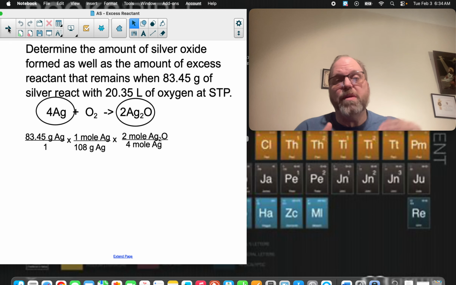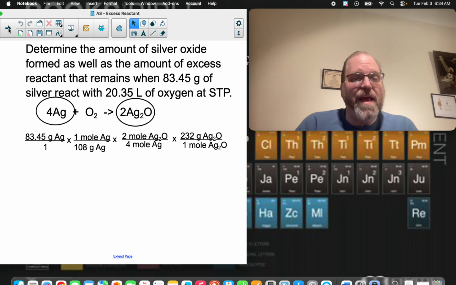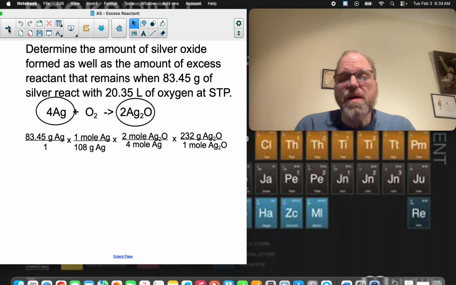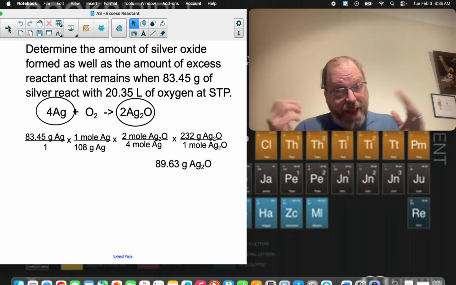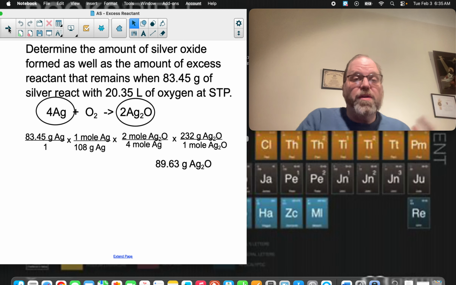Now we're going to need to determine the amount. That's going to be mass. We're going to do silver 108 times 2 is 216. Oxygen 16. 16 plus 216 is 232 grams. Take 83.45 times 2 times 232 equal, divide by 108 equal, divide by 4 equal, and yes, you could divide that through and make it easier if you want to. When we multiply those all through, we get 89.63 grams of silver oxide. Now, is that my answer? I don't know. It could be. We got to do the other one to find out.